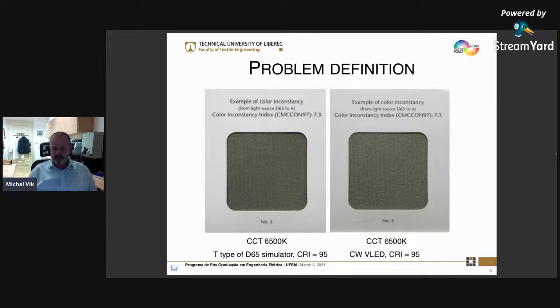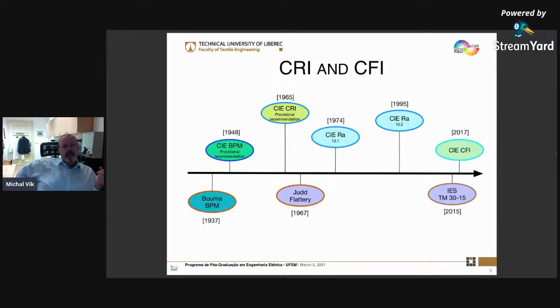How can we do it? In history, as I said, which is very important, different indices and different systems were developed for evaluation of the color quality of light sources. Here are only a few of them, the most important from the point of view of later development. In the beginning was the work of Dr. Bouma at Philips company before the Second World War. After the Second World War, we have a provisional recommendation of CIE.